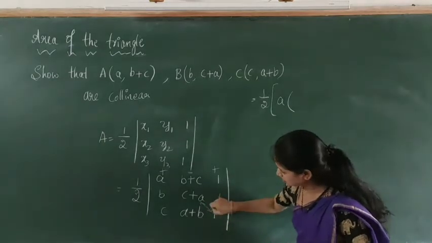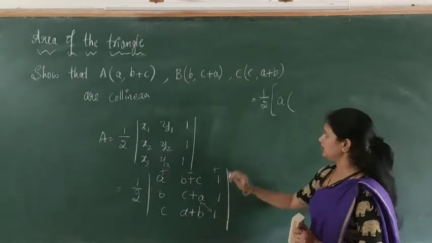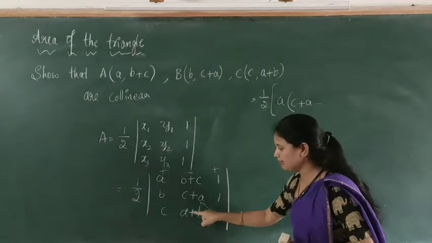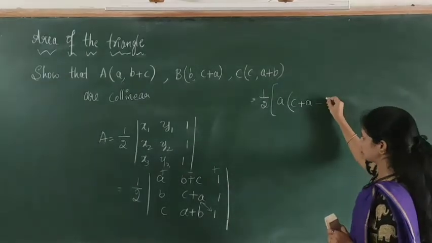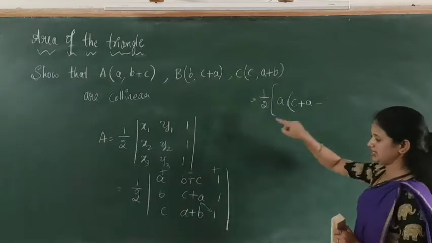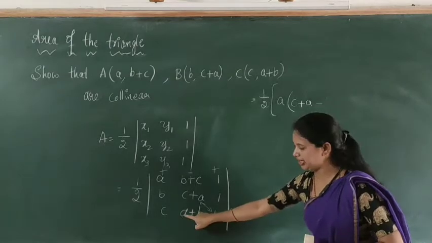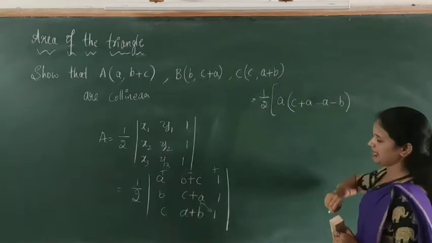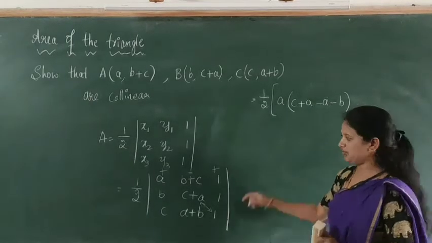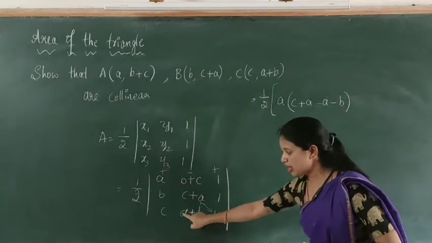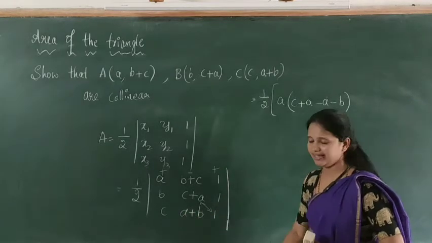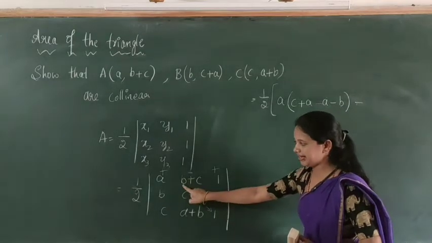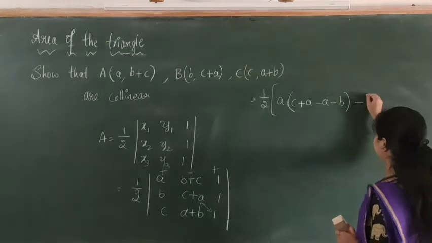Take the cross product: (c plus a) into 1, c plus a, minus (a plus b) into 1, a plus b. Here minus is multiplied with both the elements a and b, so that becomes minus a minus b. We have to multiply minus to both the elements. So that becomes minus a minus b. And the middle sign is minus, and the second element is b plus c.